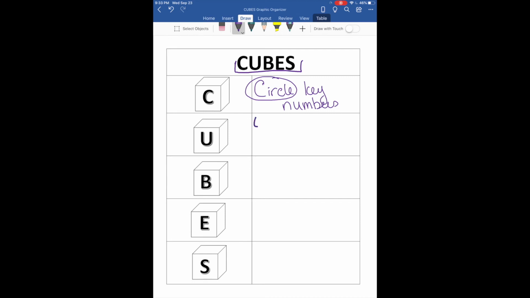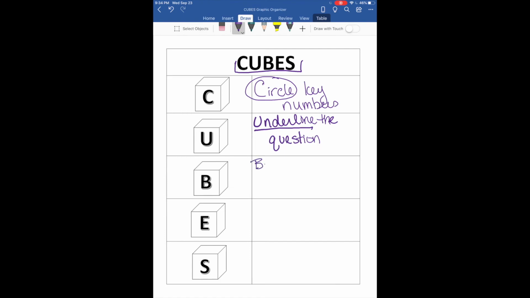The U stands for underline the question. After we circle the key numbers, we're going to find what the word problem is asking us to do. Now, normally we're looking for a question mark, but sometimes word problems just tell us what to do, and we're going to underline that also.